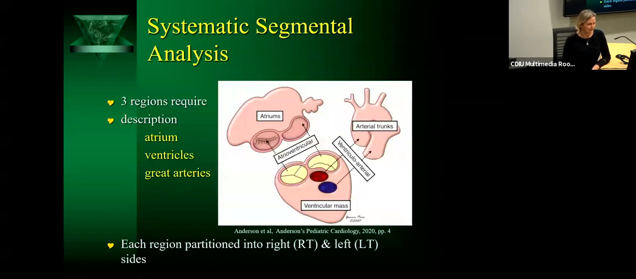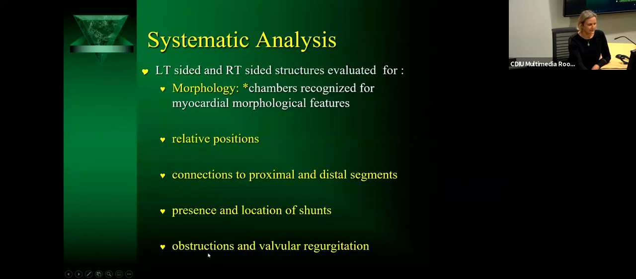So this is actually from a very thick textbook that was produced in 2020. And it has some really beautiful pictures in it. So this describes the three areas or regions of the heart. So we have the atria, the ventricles, and then the great vessels which come out of the right and left ventricles. And each region then is partitioned into right and left. Left-sided and right-sided structures are evaluated for morphology. So we're looking at the chambers, which is what we'll do in semester 2. Today I have some pictures to show you.